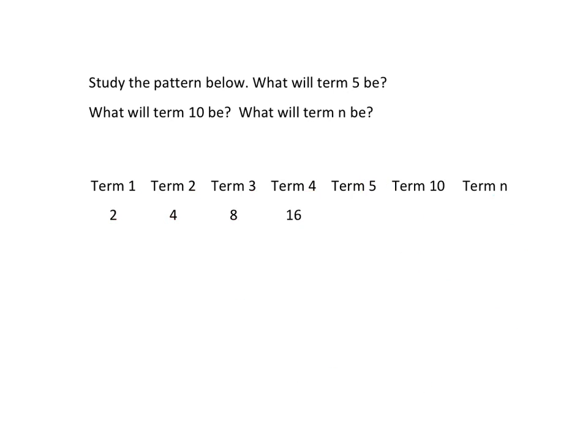Right, let's have a look at another type of pattern. Here we're going 2, 4, 8, 16. And I'm sure that you can immediately see that if you just go, what's the next number going to be? It's 2, 4, 8, 16. We're just doubling each time. So we get the next term is 32.